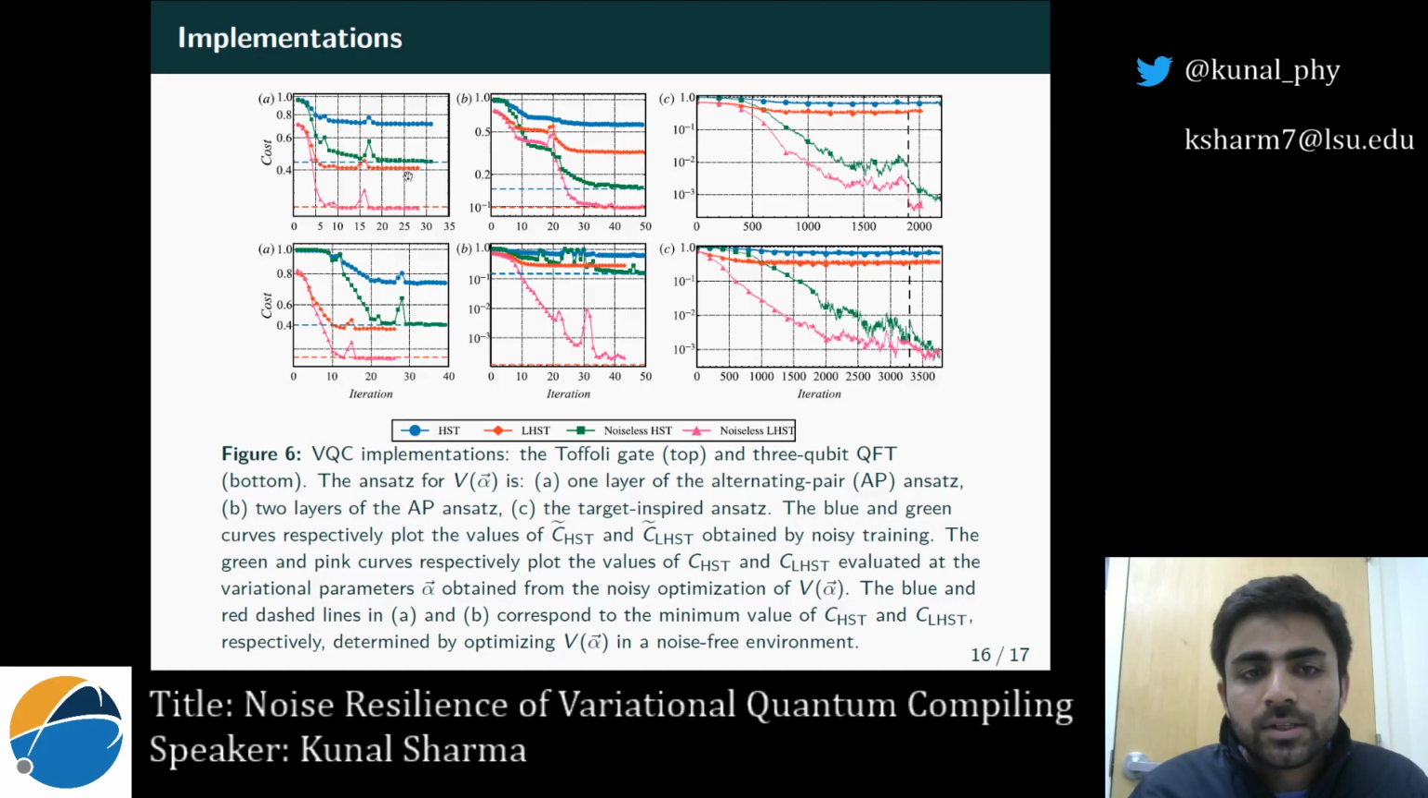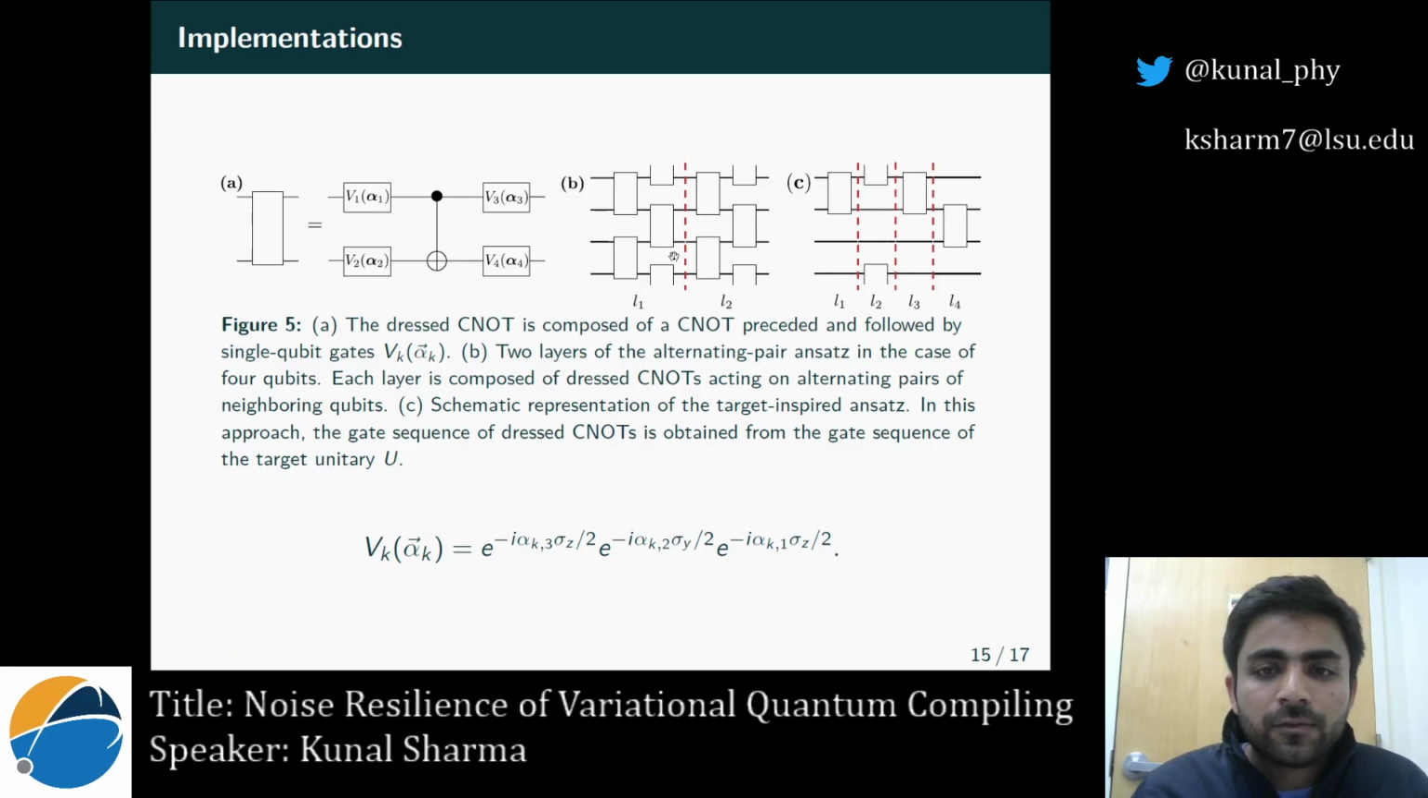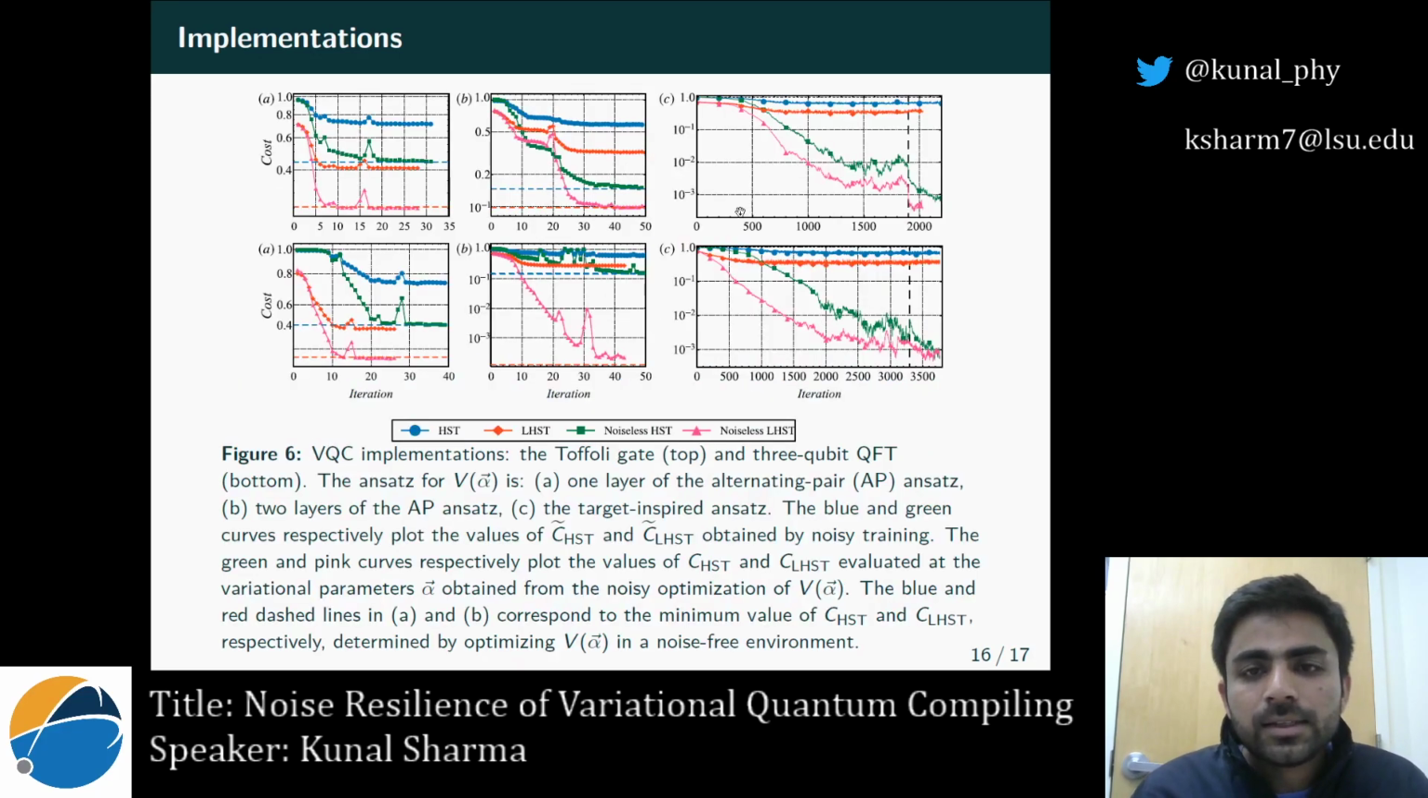So this denotes the noisy training. If you use those parameters in a noiseless cost function, we again reach the least possible value. So these first two curves, the top one is for the Toffoli gate and this one is for the QFT circuit. And these two curves are for our first ansatz, where we have the fixed layer ansatz. And the second and the last one is for the target-inspired ansatz, where we can see that the cost function actually goes to 0.